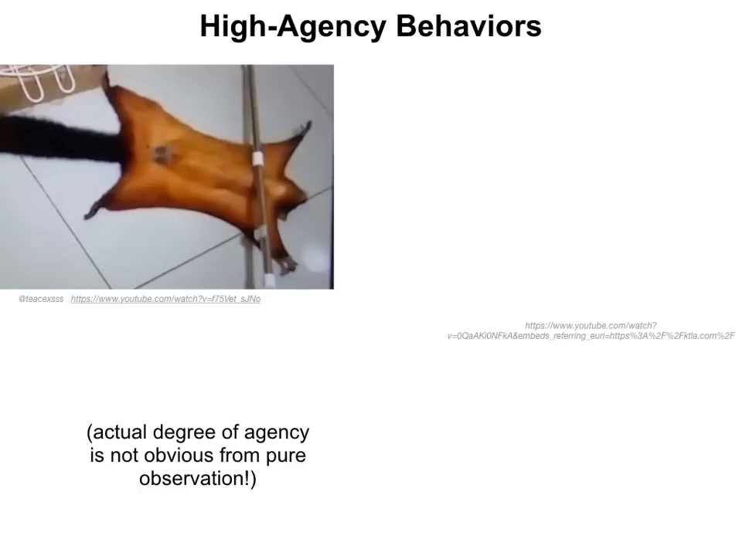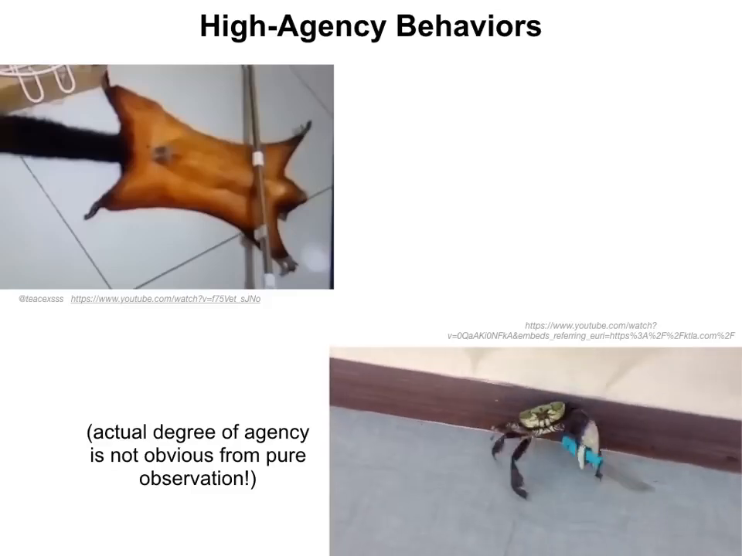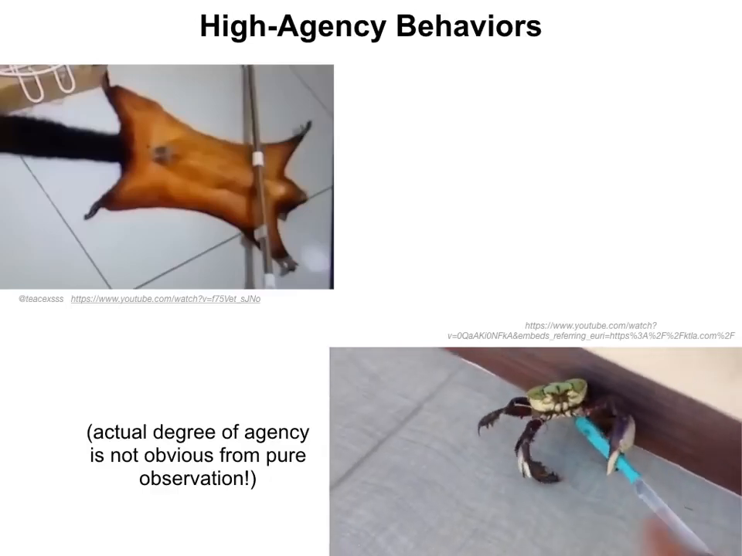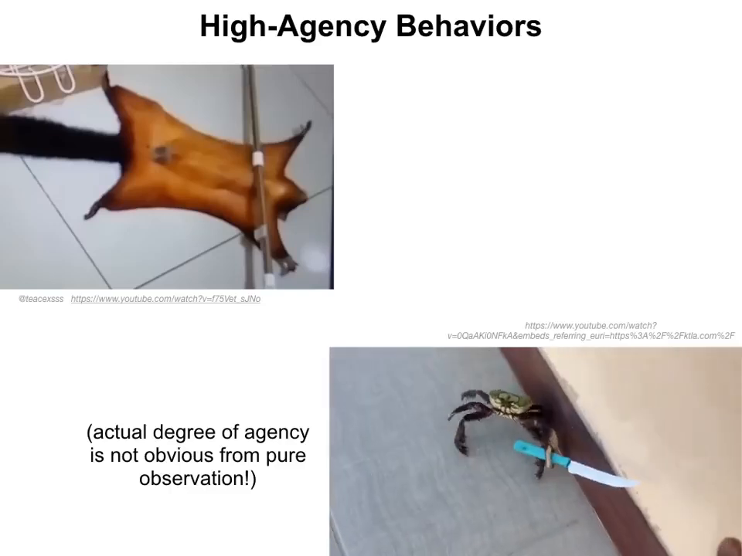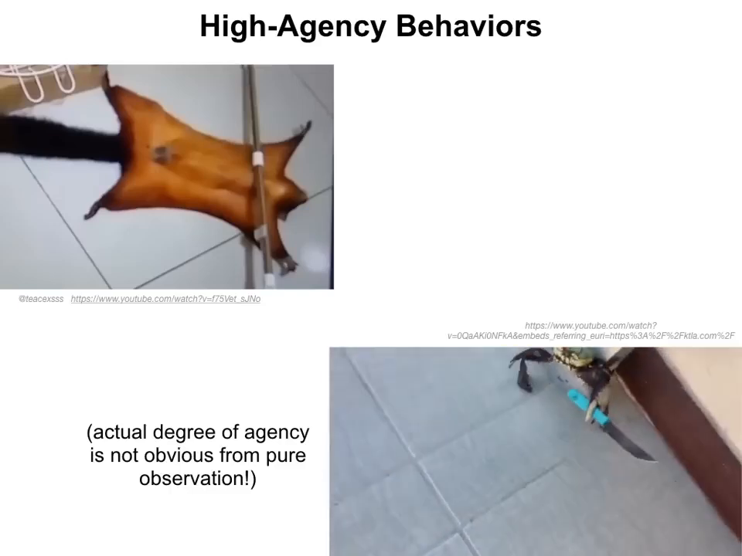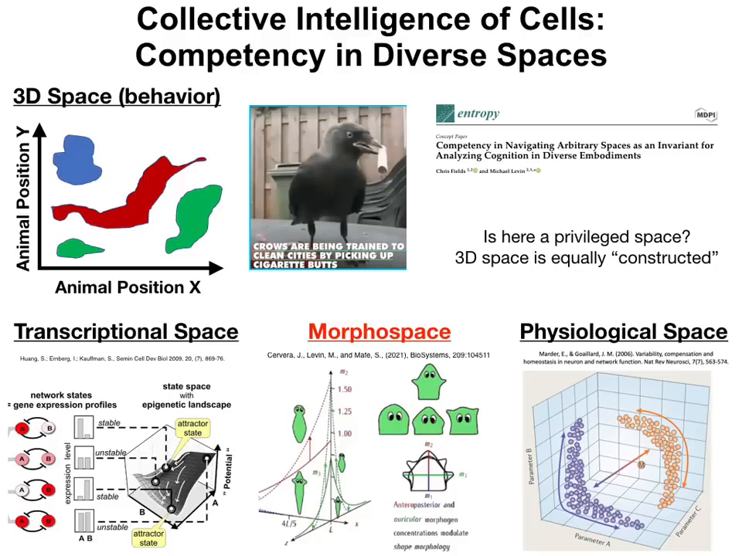Although I will just point out that the actual degree of agency in these kinds of things cannot be derived from pure observation. So, for example, you can see things like this, and just by looking at this, you can't actually tell what is going on here, and to what degree this creature understands what's going on with the tool that it's holding. But you have to do perturbative experiments, and more importantly, to really understand patterns of behavior, we have to free ourselves from our obsession with three-dimensional space as the only space in which problem-solving behaviors can happen.